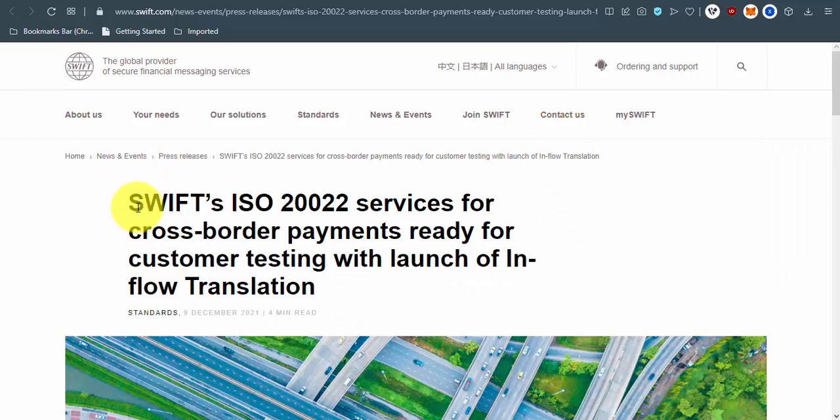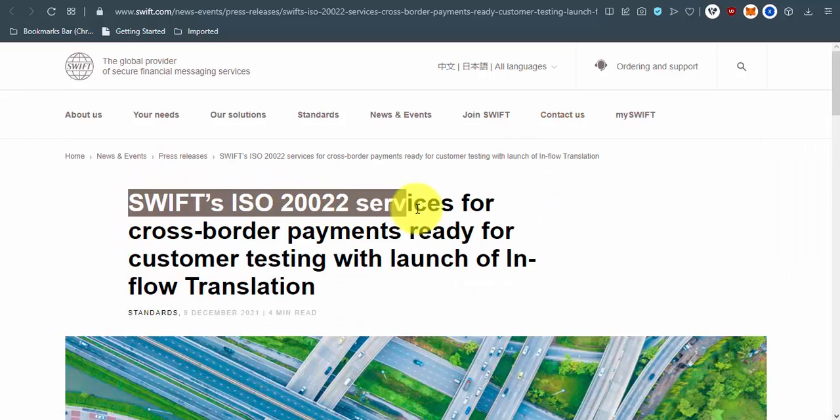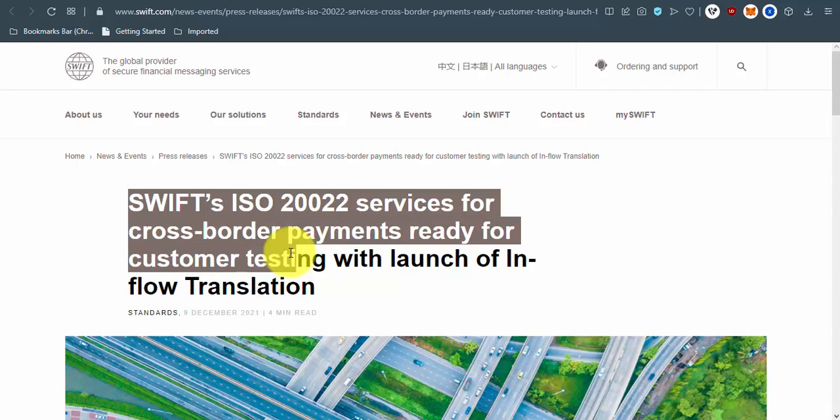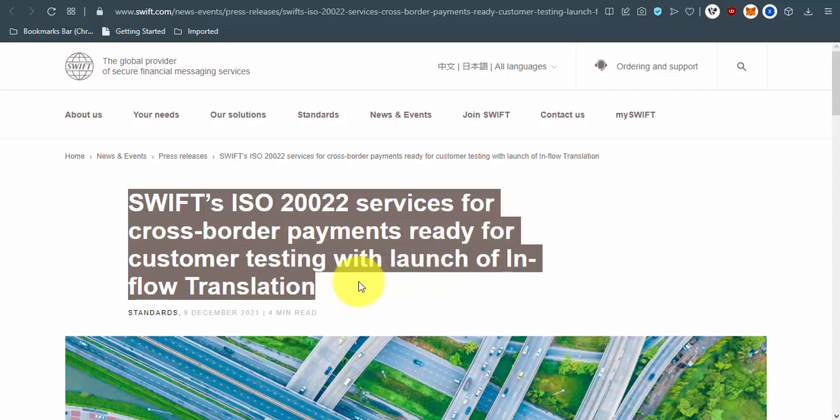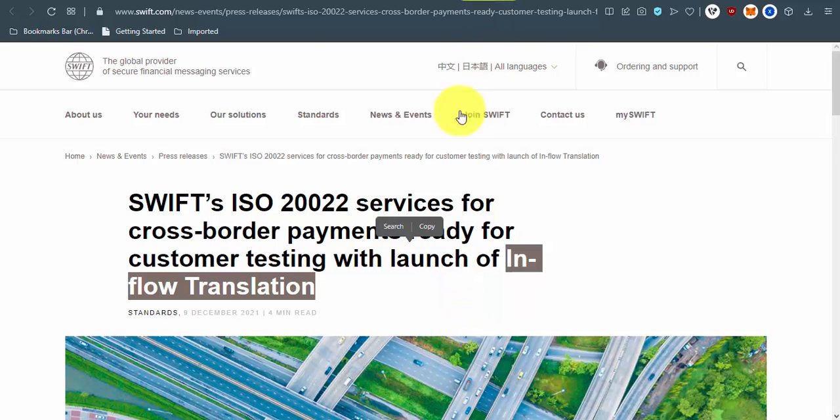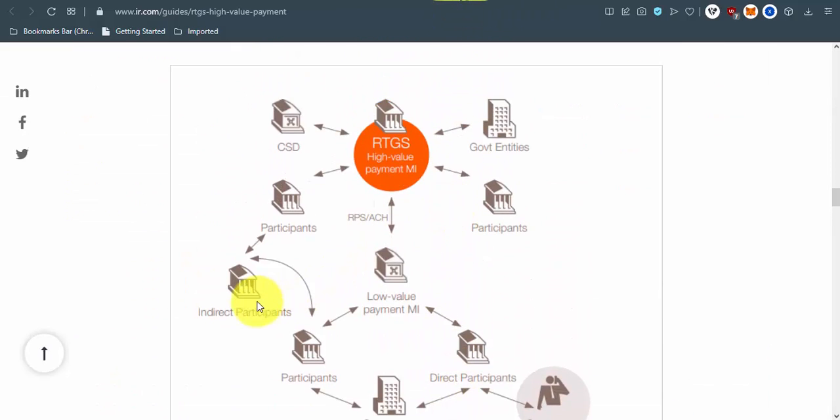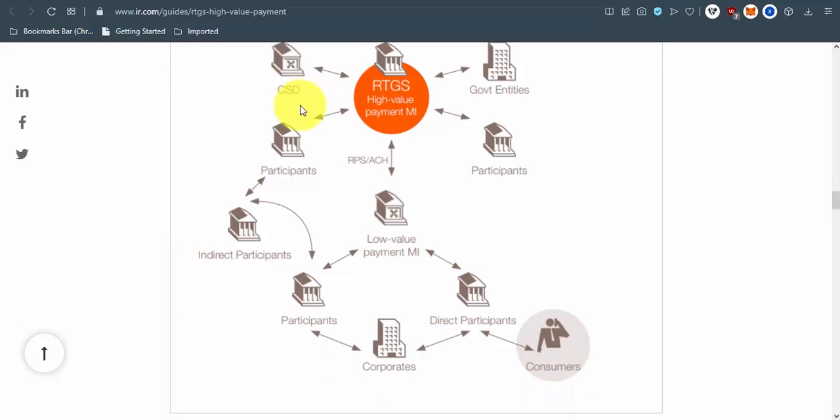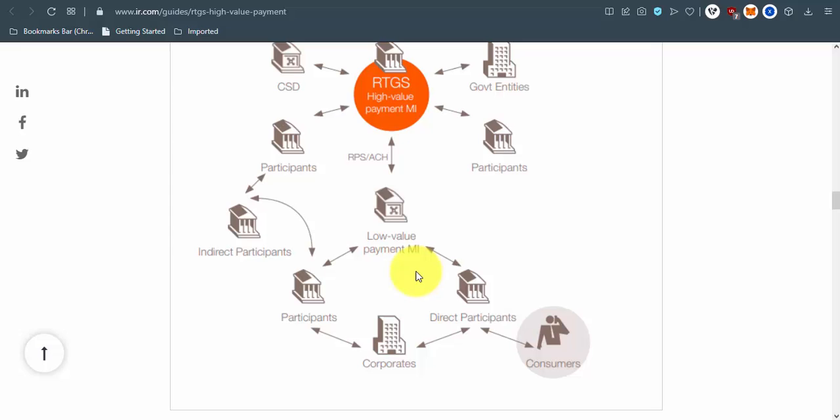So here it says SWIFT's ISO 20022 services for cross-border payments ready for customer testing with launch of inflow translation. And that's going to be their solution. SWIFT is going to have an inflow translation service, and that's going to be how they handle the problem of two different messaging standards, because in November 2022, the Eurozone is going to be using the MX messaging standard. The correspondent banks may be still using the MT standard because they don't have to migrate over straight away. So what is going to be the solution between these two different messaging standards?